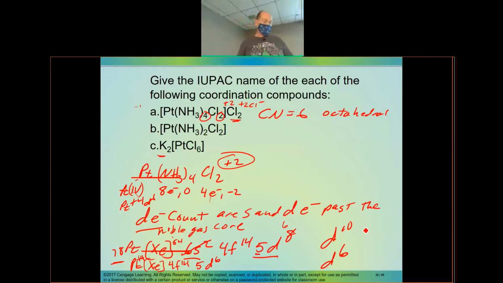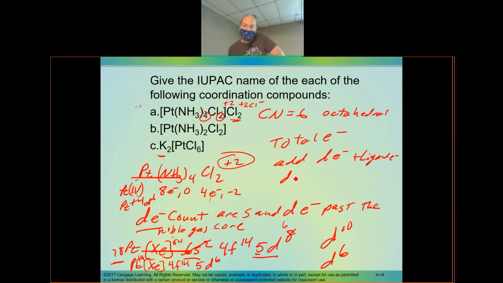So there is a number above all of your transition elements. That for platinum is a 10, so that's where you're going to start. If it's plus 4, you take off 4. It's D6. All right, so then we get our total electrons. That means we add the d electrons plus the ligand electrons. So our d electrons, we have D6, plus the ligand electrons, we have 8 for the 4 NH3s, and we have 4 for the 2 Cls. And that gives us 18 electrons.